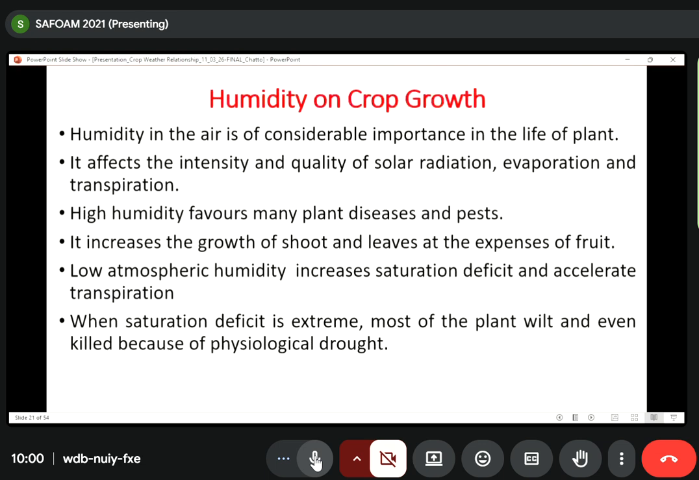Another factor, humidity, is very important, particularly for pest and disease problems. Humidity also affects the quality of solar radiation and evapotranspiration. When humidity is high, there will be no evapotranspiration, and that will also affect the crop. It also increases the growth of shoots and leaves at the expense of roots. So humidity is also a very important parameter.